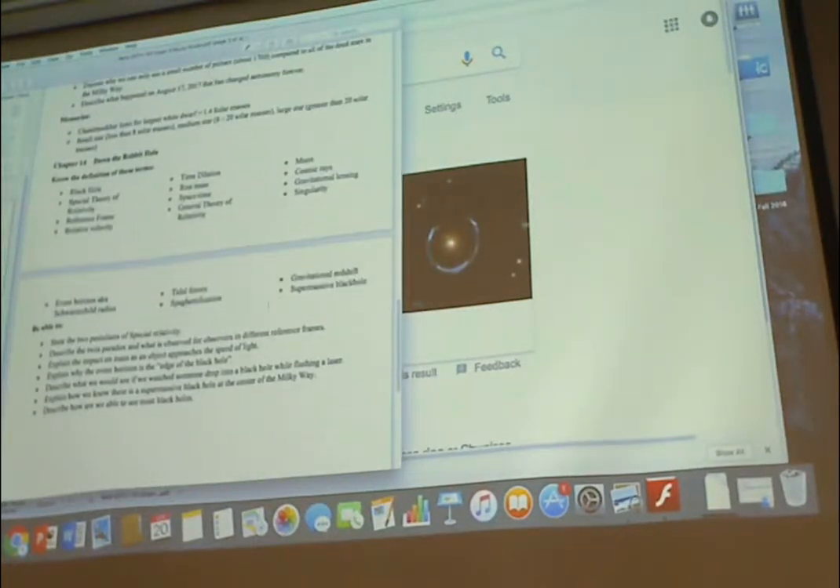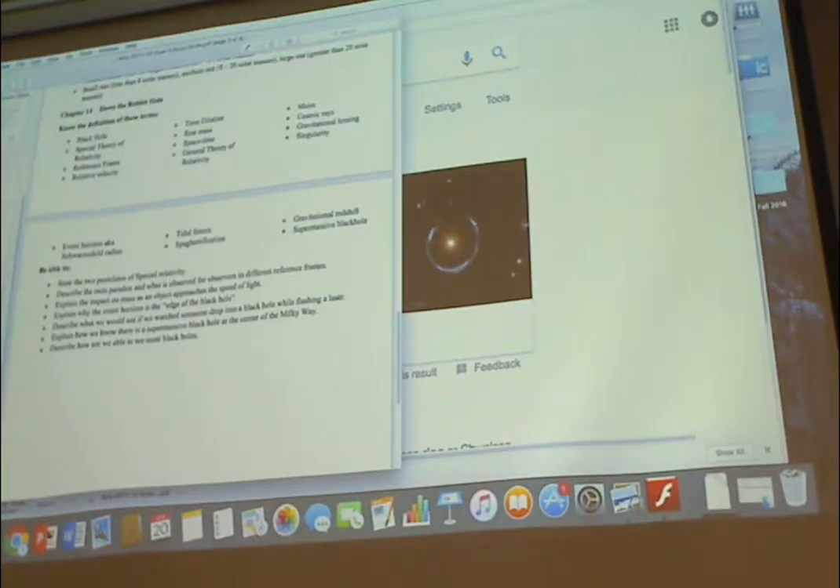Let's see. Okay, oh, there's Schwarzschild radius. Oh, speaking of radiation, how to work with it. I think I've kind of talked about a lot of this already.